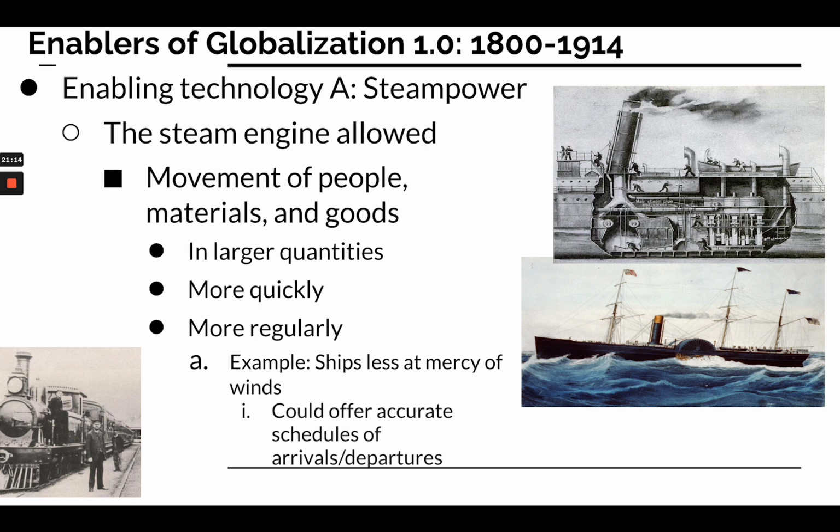And this allows ships and shipping companies, as well as railroads, to offer accurate schedules of their arrivals and departures. People can predict when they need to be at a port or a train station to leave. Companies can know when they're going to expect the next shipment of something to arrive and when they need to have their product ready to go for a scheduled departure. The world becomes much more regular.